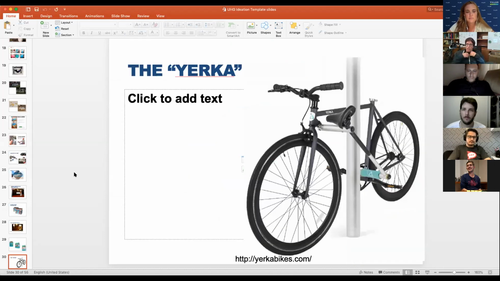This is a Chilean product. It's a Chilean bicycle. Gonzalo, well, no, Gonzalo's not Chilean. He spent time in Chile, but there may be a Chilean or two on here. And so this is a Chilean bike. They call themselves the safest bike in the world.